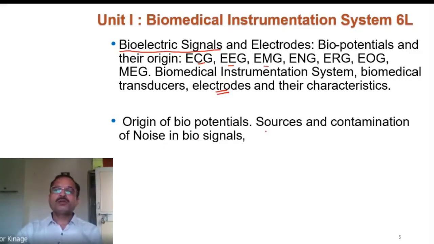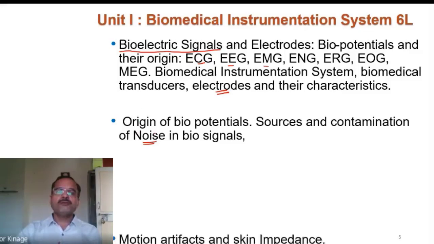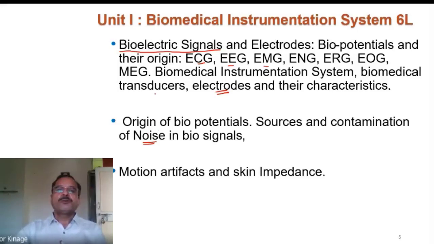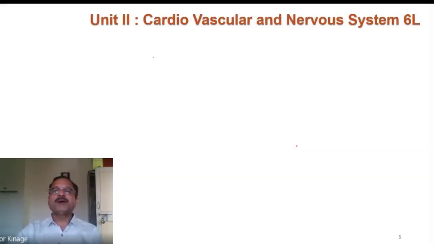Then we'll see what the sources and contamination of noise in biosignals are. What are the different types of noise in these biosignals, and why do those types of noise occur? That we'll see here. So this will be the first part of unit 1, motion artifacts and so on. The first part of unit 1 will be about bioelectric signals, then the biopotentials, then motion artifacts and skin impedance. So this is our unit number 1.